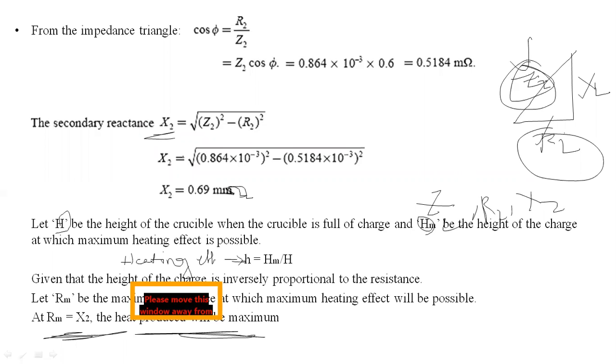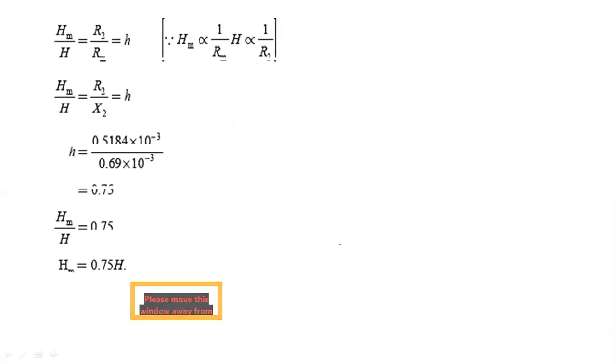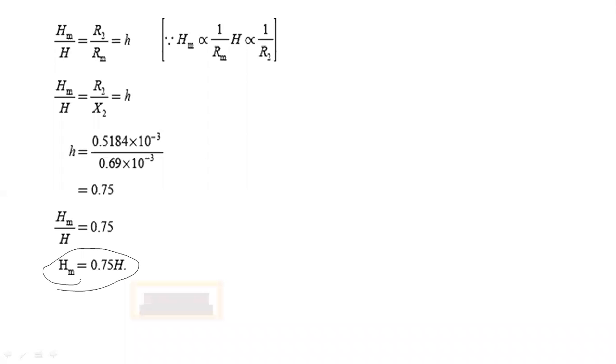So from this, by using the above equation, I'm going to have equation number 1. By solving this, I get this equation. Please check it out. Finally, you have calculated Hm. Hm is nothing but the height or depth of the charge, that is 0.75 times the height of your furnace. In the above equation, H is equal to Hm by H, that is R2 by Rm.